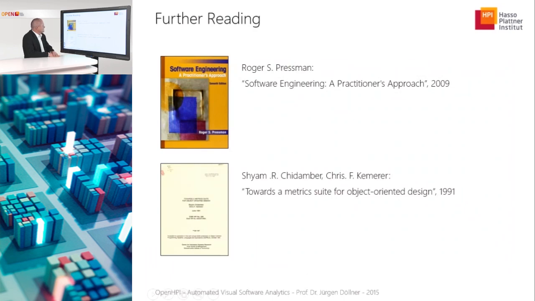As further reading, I can recommend, for example, Software Engineering, a Practitioner's Approach, or Towards a Metrics Suite for Object-Oriented Design, focusing on coupling and cohesion issues in object-oriented systems.